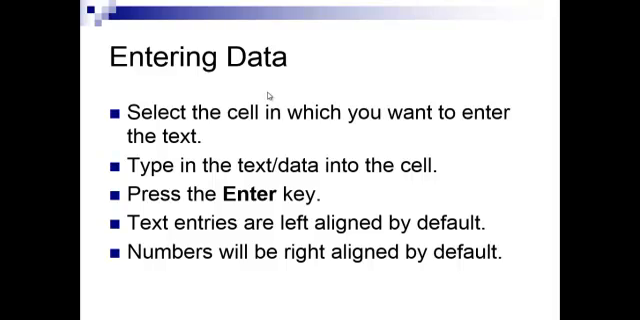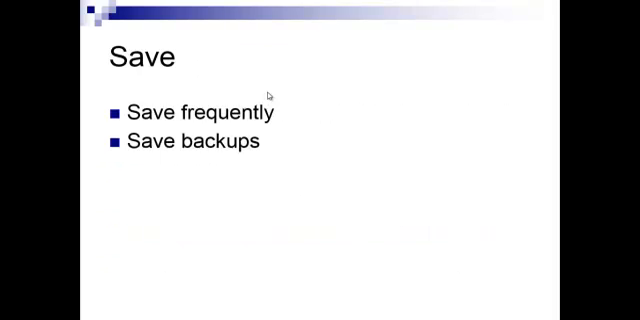Now we want to enter data. Select the cell you want to enter the text into. So you can use your mouse or you can arrow through. Go to the cell you want to type in, and then type your text or data into the cell. Press the Enter key. Get in the habit of using the Enter key, especially if you're going to use a lot of formulas, which as a manager at a hotel you absolutely will. And then hit Enter. Text will go left aligned, numbers will be right aligned.